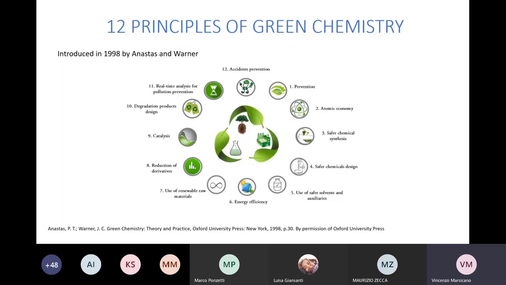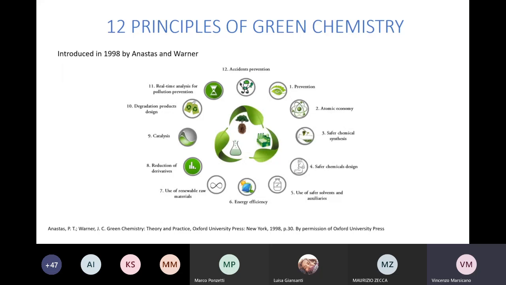This can be considered mostly as guidelines that chemists can follow when they want to improve the sustainability of a chemical process. These 12 principles are transversal, so they can be applied in all fields of chemistry, but especially in organic chemistry, because organic chemistry has been considered the most polluting one.